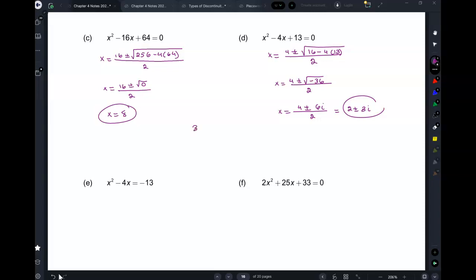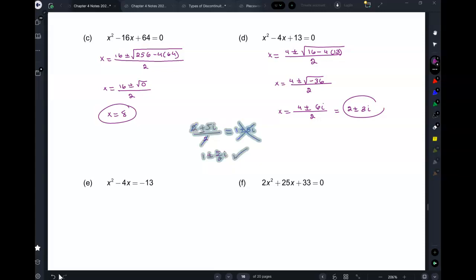Okay, so let's clarify that. If you have 2 plus or minus 5i over 2, sometimes a student will say, oh okay, that's just 1 plus or minus 5i. No, that's wrong. But if you did 1 plus or minus 5 over 2i, this is correct. Okay, that's what I was saying.